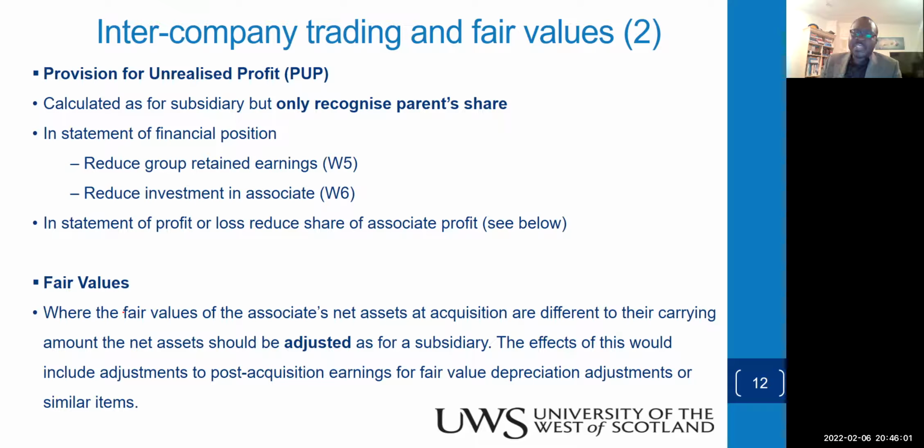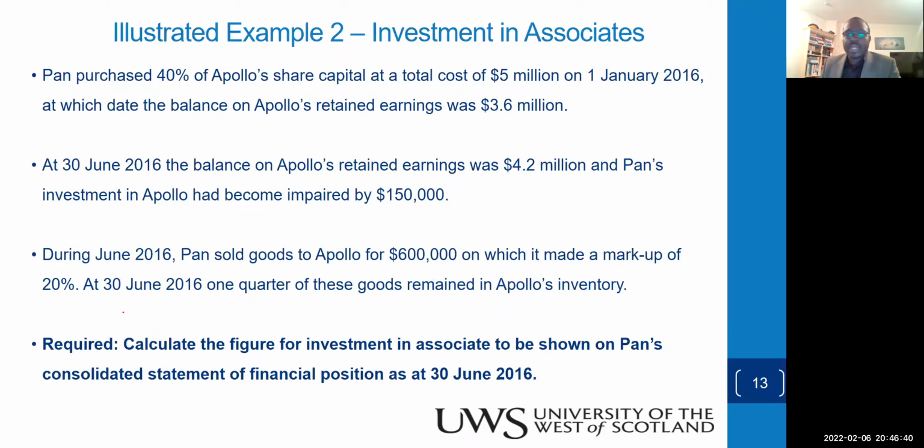What about fair value of an asset? After we've bought it, some carrying amounts were below the fair value. What do we do? We adjust, as if we are adjusting for a subsidiary, because this is an investment. I came in to buy a portion of your company. You told me the carrying amount is 10, only for me to realize that the fair value on the market is actually 12. It's more or less like a gain to me. So the effect of this would include adjusting the post acquisition profits for fair value depreciation adjustment or any similar items. It could be current assets. All right, let's look at an example.